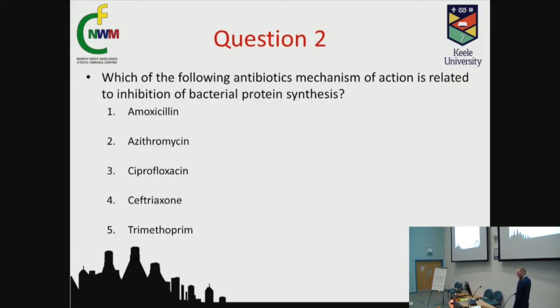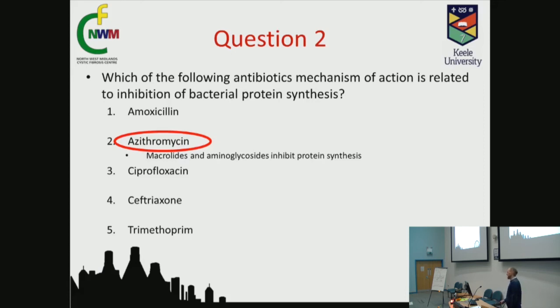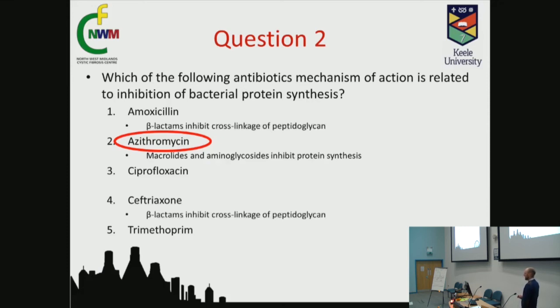So, when we come back down to this question which we thought about before, we asked you, which of the following antibiotic mechanisms of action is related to inhibition of bacterial protein synthesis? So, we agree that it's azithromycin. Azithromycin is a macrolide, and we said before that macrolides as well as aminoglycosides work by inhibiting protein synthesis.